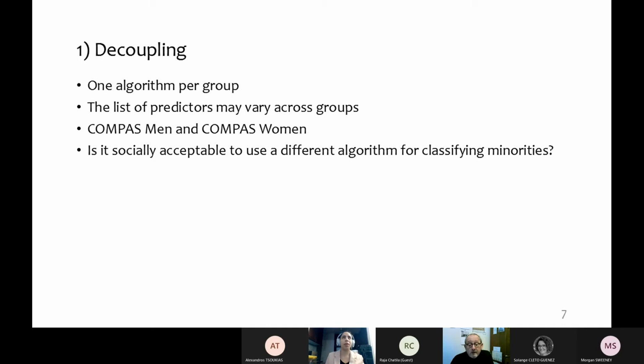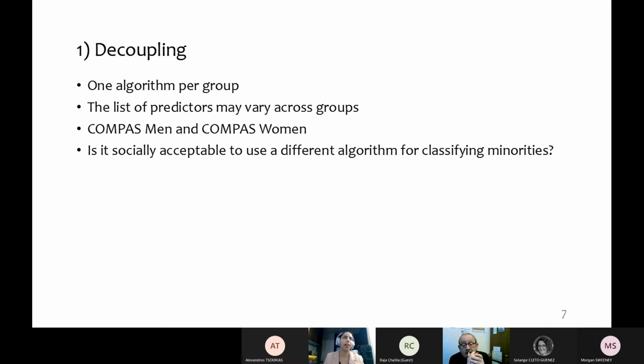The first sub-notion in this group is decoupling. This notion calls for creating different algorithms for different groups. The idea is that the list of predictors and their weight vary across groups. So we need different algorithms that will represent this variance. And we have another example for that, also from the criminal justice. One of the algorithms used in the US, still being used in the US, is Compass. They predict the likelihood that a person will recidivate in the future.